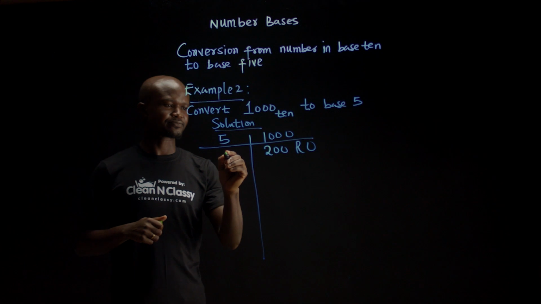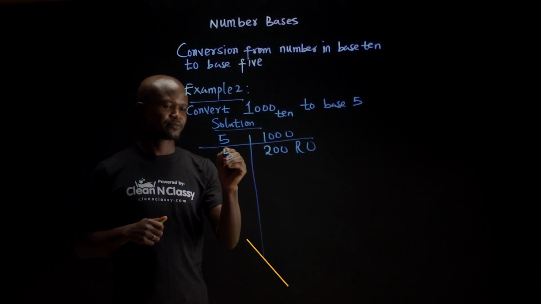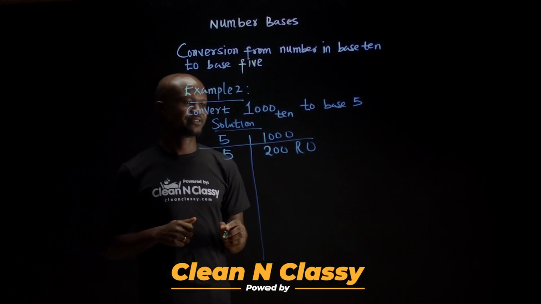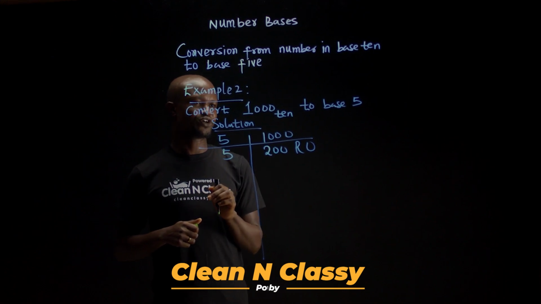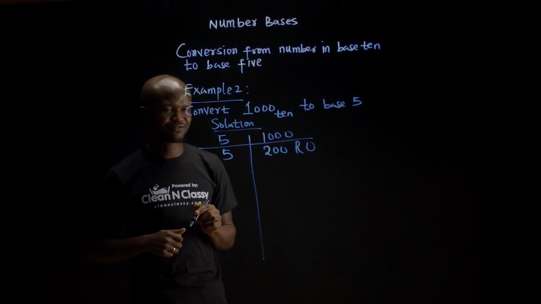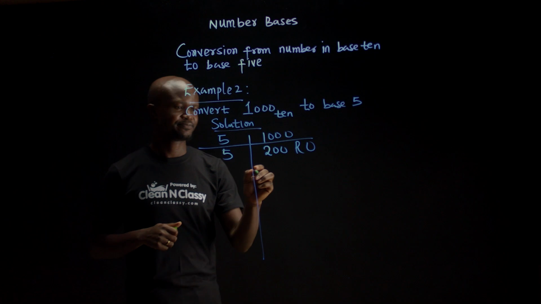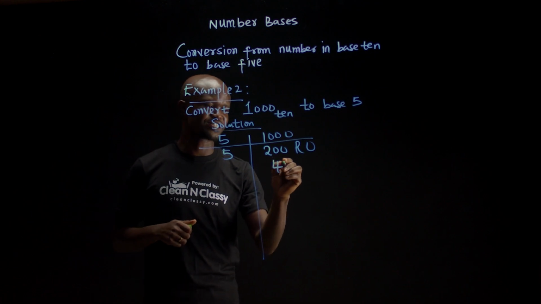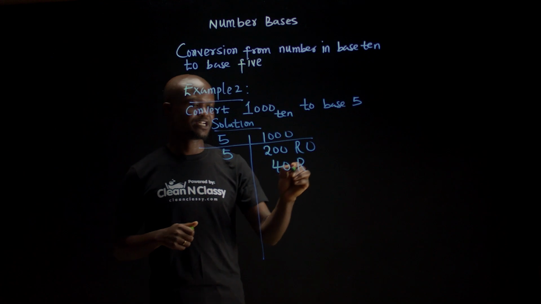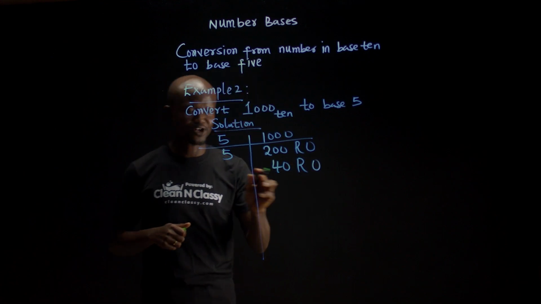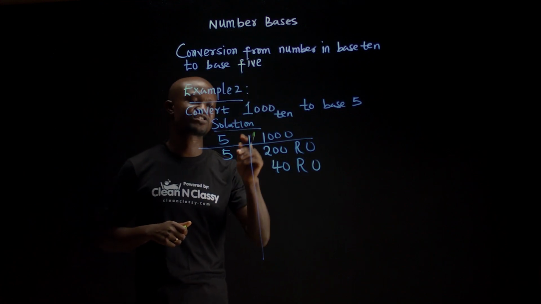Then divide by 5 again. We have 200 divided by 5. What do we have? That's going to be what? 40. 40 remainder what? That will be remainder 0, because 40 times 5 will give us 200.